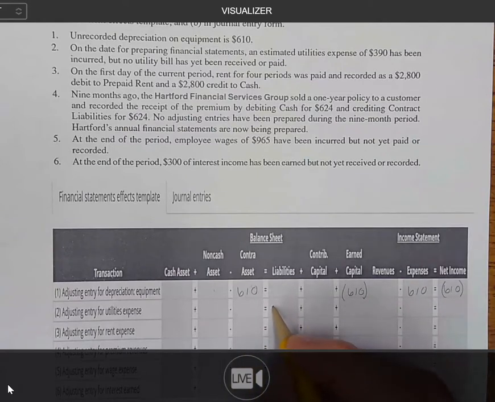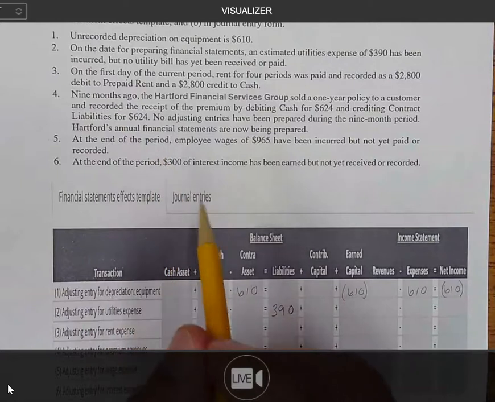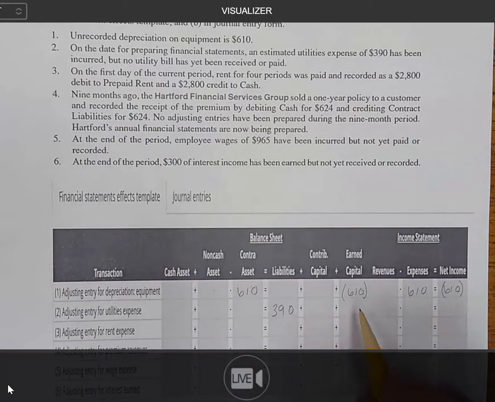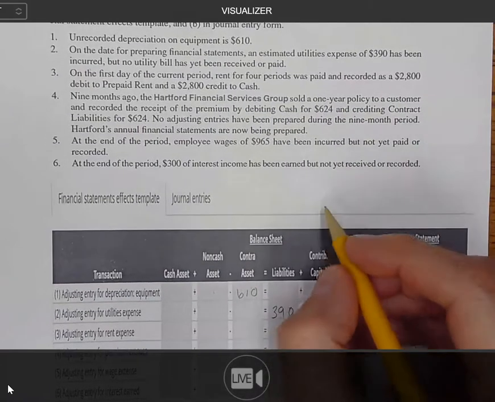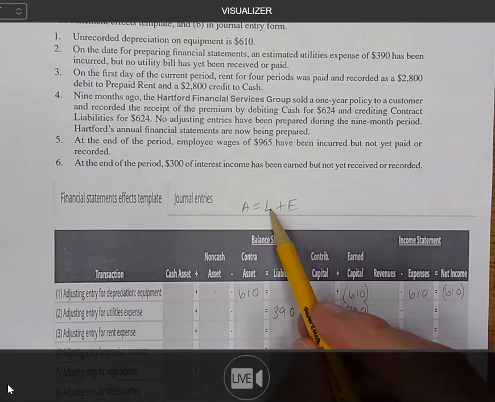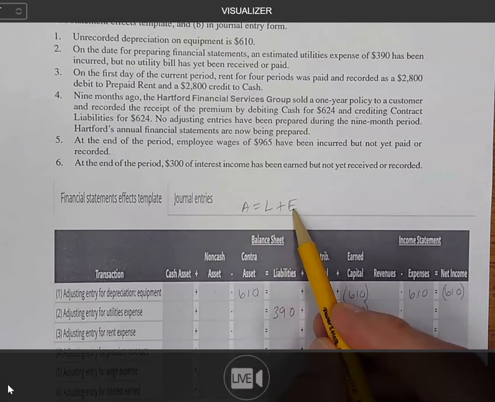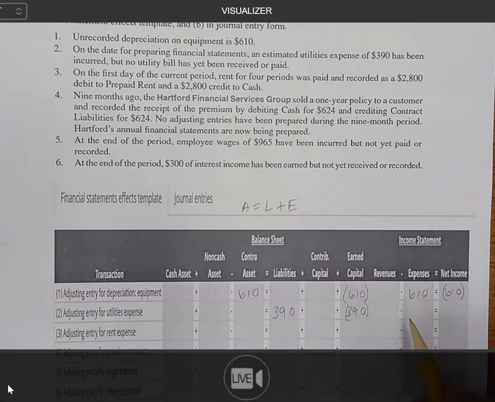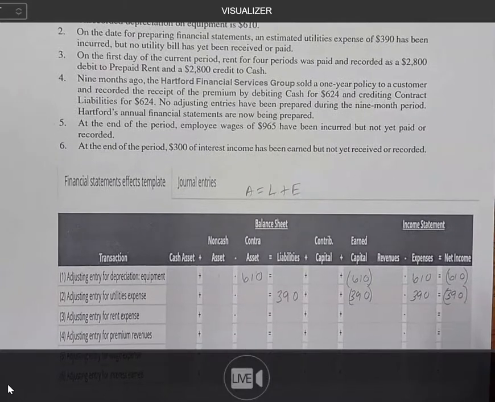However, we have an accrued expense. We're going to increase that liability by $390, because liabilities are recorded when incurred, not when paid. So our liabilities go up by $390, and earned capital is going to go down. It has to, because in our accounting equation, assets equals liabilities plus equity, if liabilities got bigger and nothing else happened, then equity must get smaller by default. Over on the income statement, we would recognize utilities expense for $390, and that would make net income go down by $390, because we don't have any revenues to offset. It's just utilities expense, an operating expense.